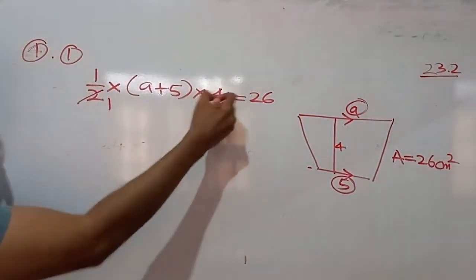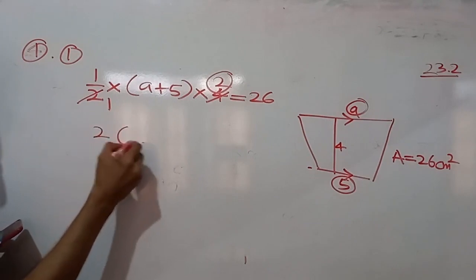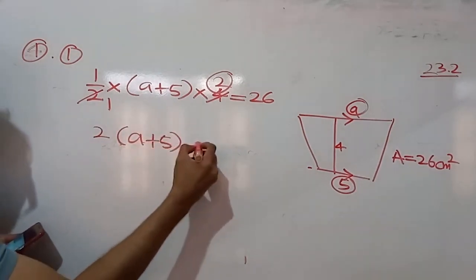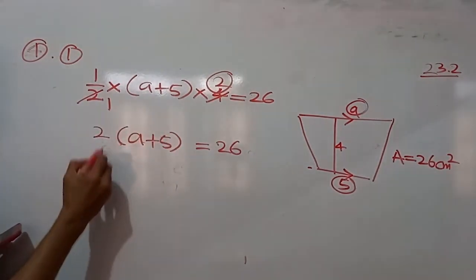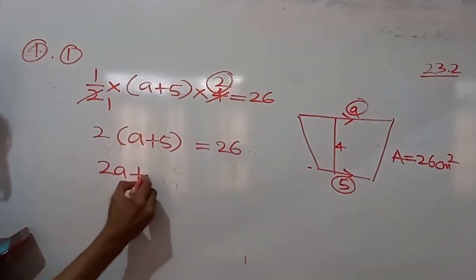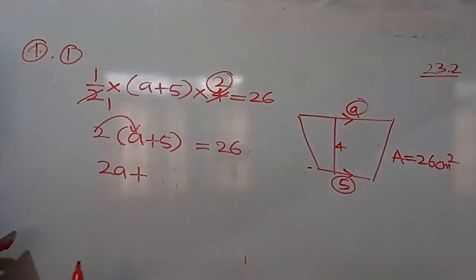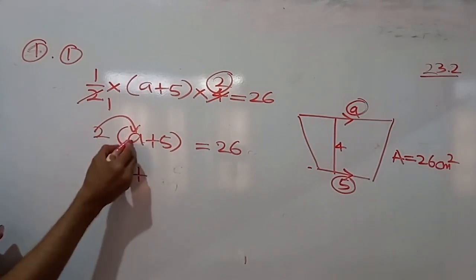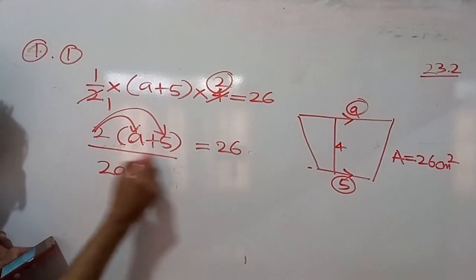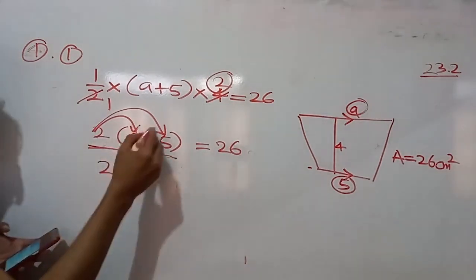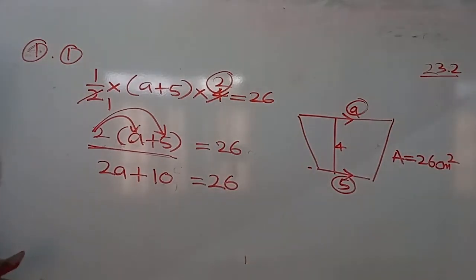So 2 times 1, 2 times 2. What can I do? So this is what? 2 times A plus 5. That will be equal to 26. Now I can simplify this. Right? So this will be 2 times A. That is 2A. That means what? We have to multiply this 2 by A and also the 5 inside. Right? That is the way to simplify. Right? So 2 times 5 is what? 10. So this will be equal to 26.